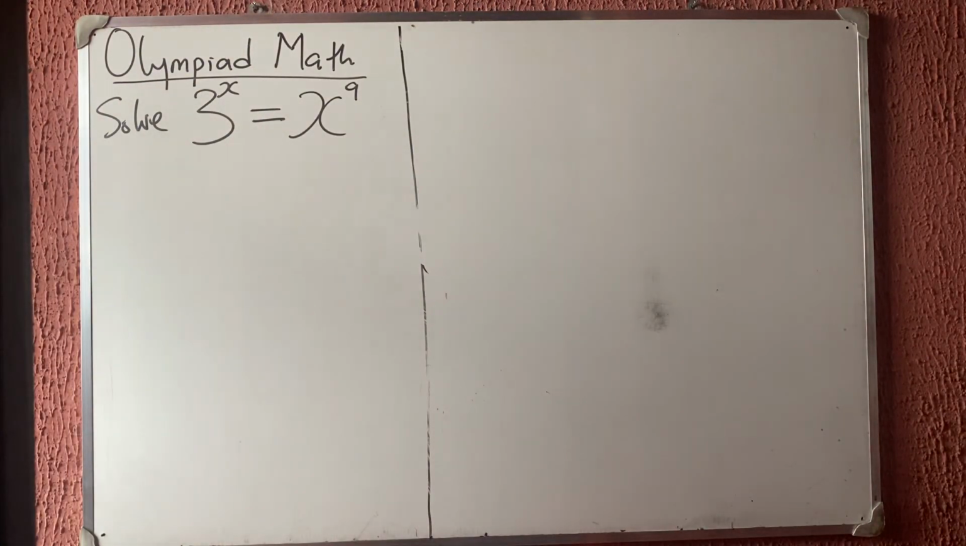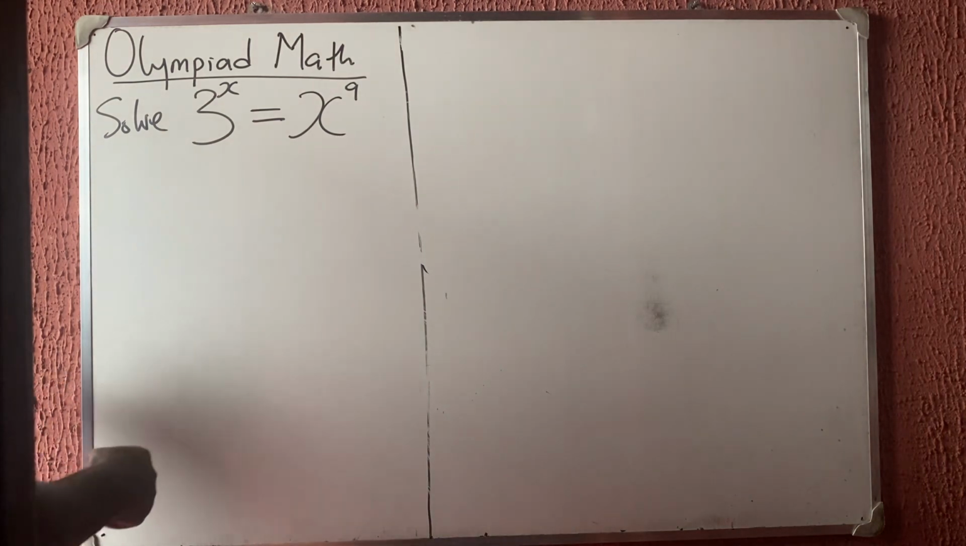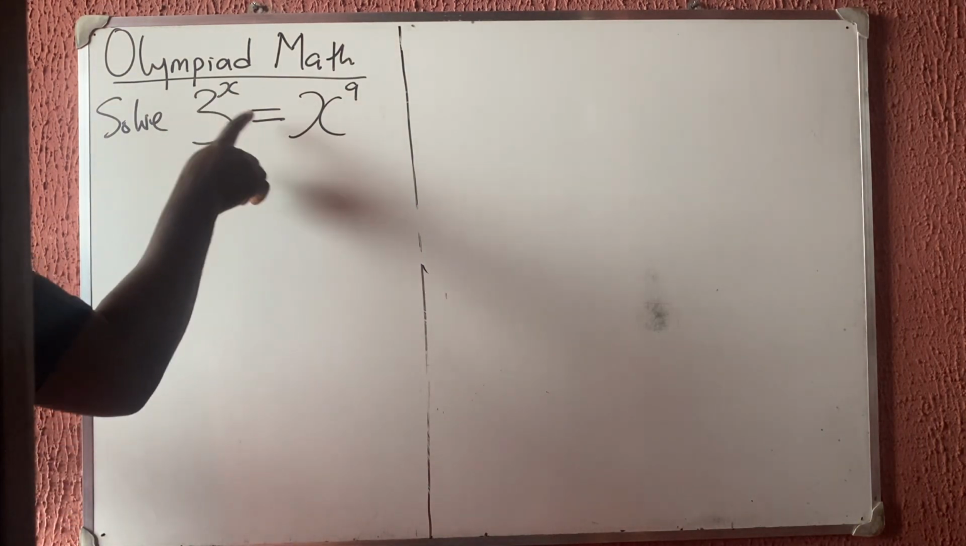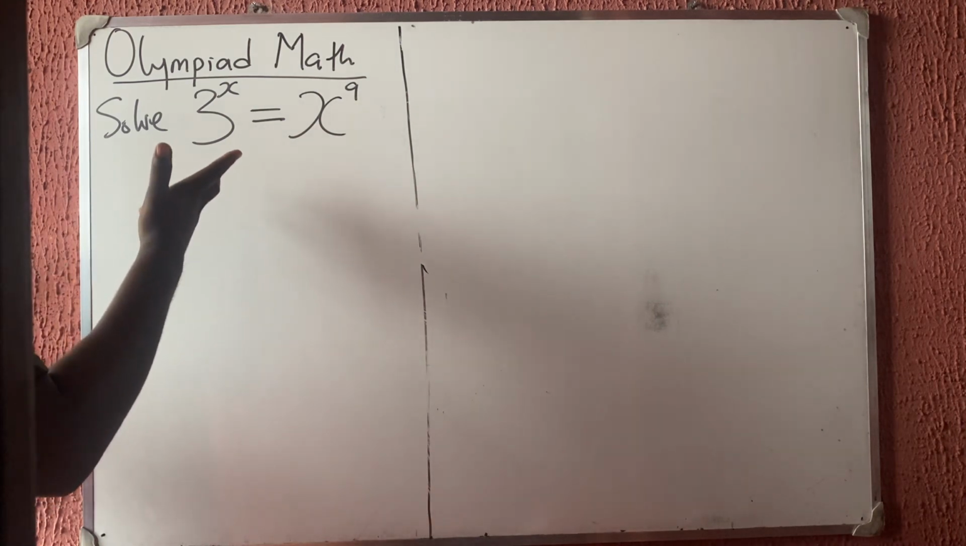All right, let us quickly solve this Olympiad math problem. Okay, I have 3 raised to power x is equal to x raised to power 9. So how do you solve this problem?